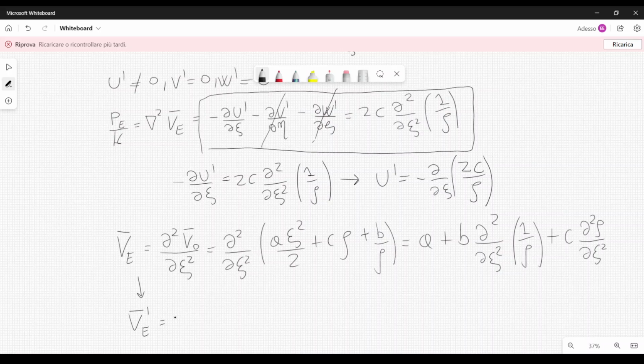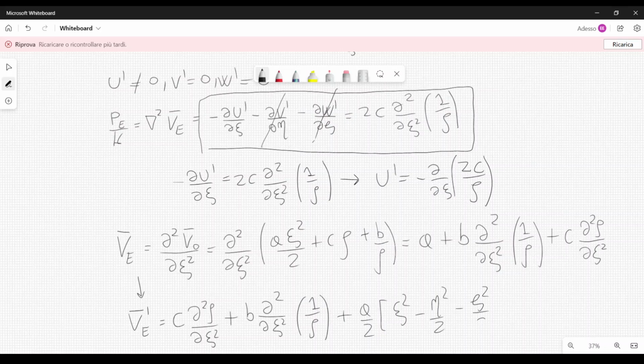in this fashion. We have c d squared rho d xi squared, which is exactly coincident with this term here, plus b d squared d xi squared 1 over rho, which is coincident with this term, and we are going to change only this term here. So we put a over 2 xi squared minus eta squared over 2 minus zeta squared over 2.